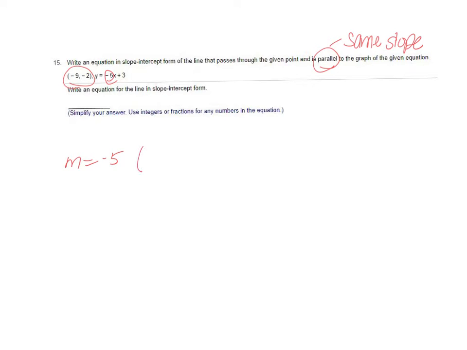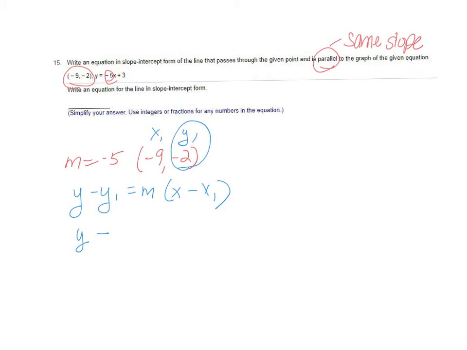And the point that we are using is (-9, -2). We have a slope and a point, and that tells me we're going to use point slope form. So I'm going to have y minus y1 equals the slope times x minus x1. This is our x1, y1. And so we're going to substitute in: y minus our y1, which is a -2, turns that into a +2, equals -5 times x minus our x value, which is -9, minus a -9 turns that into a +9.